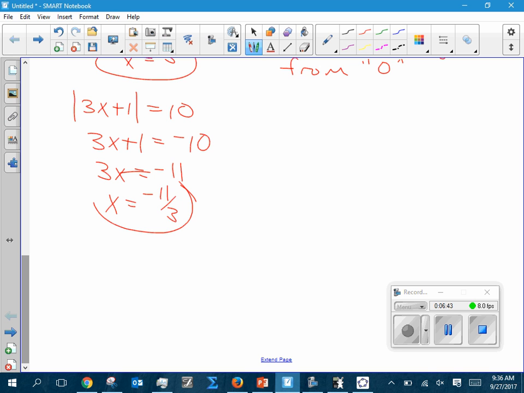Now, when I write my solutions, because you have a finite set of solutions, you're going to write them in a list, okay? And usually we use this curly brace to tell us that we're going to start a list here. And it doesn't really matter the order. But we put those two solutions in, and then we close that list off, okay? We call that roster notation.